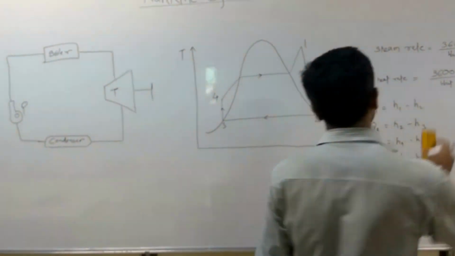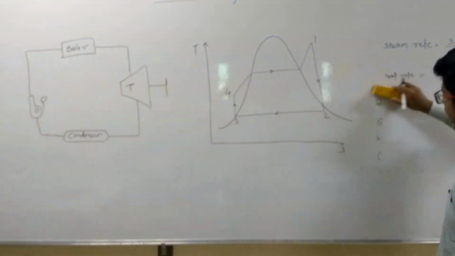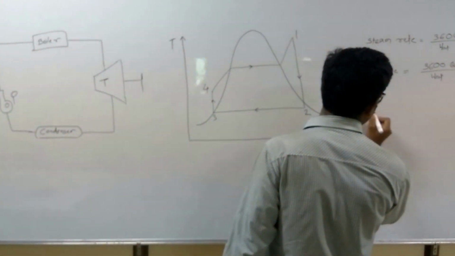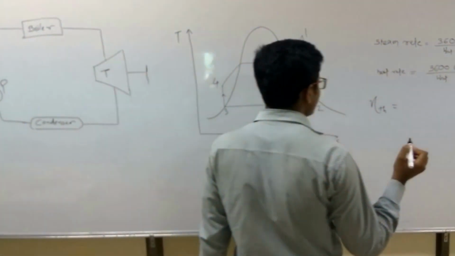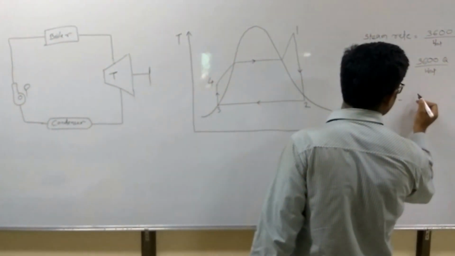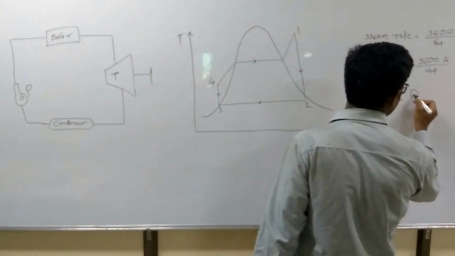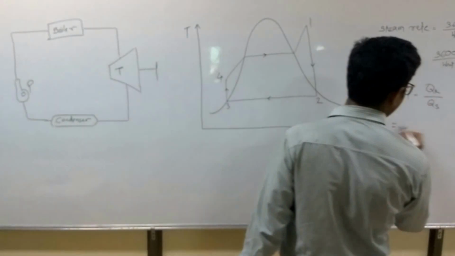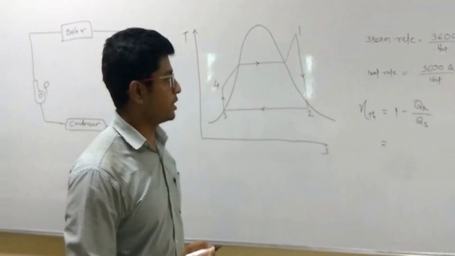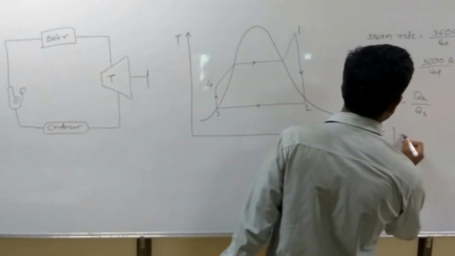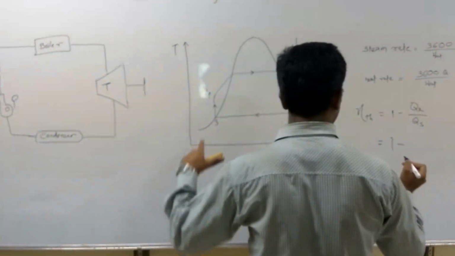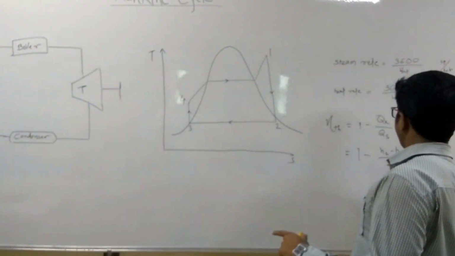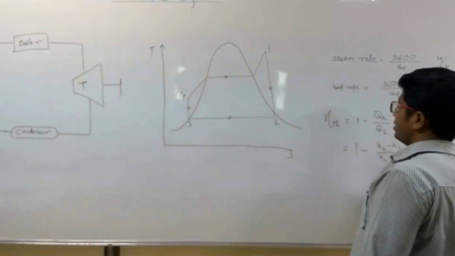So to find out the efficiency of the Rankine cycle, efficiency is equal to 1 minus heat rejected upon heat supplied. Okay, so what is the rejected heat? Heat rejected is H2 minus H3, and heat supplied is nothing but H1 minus H4.